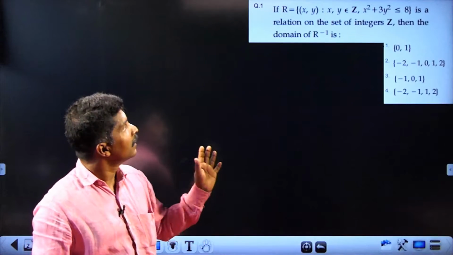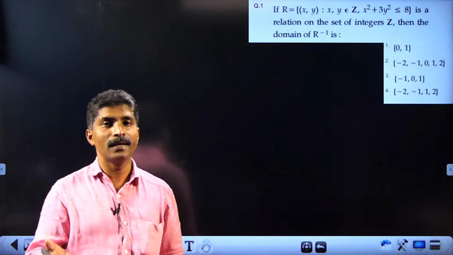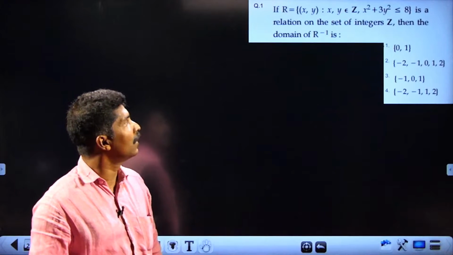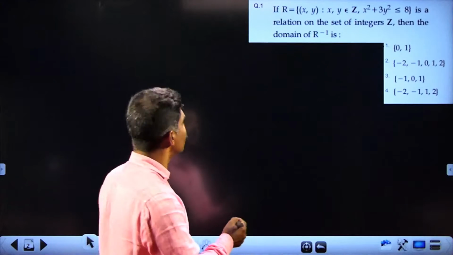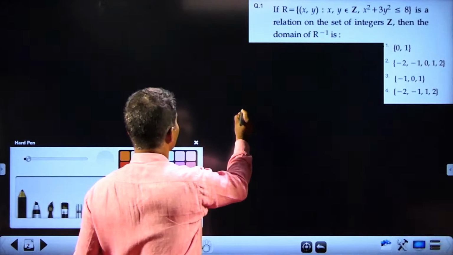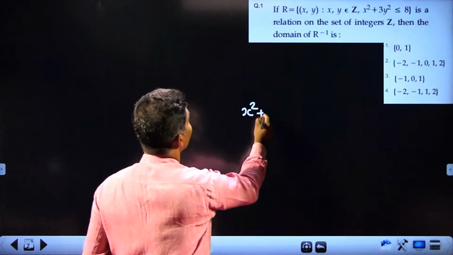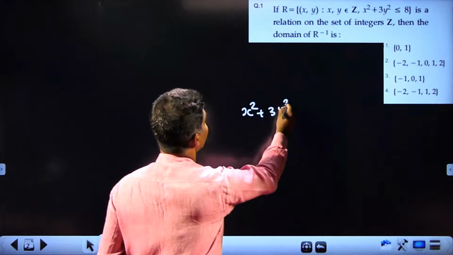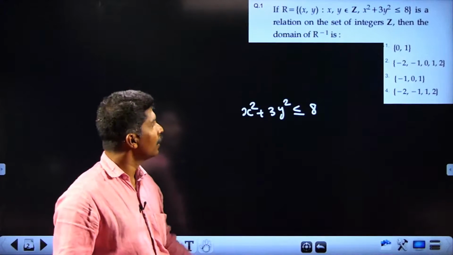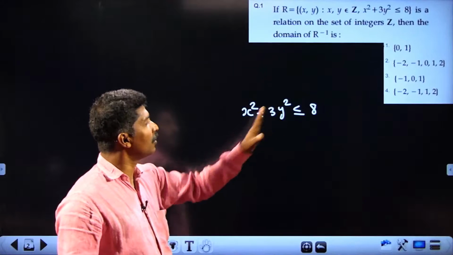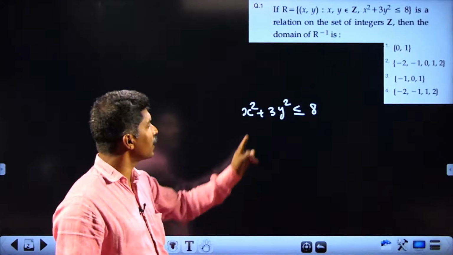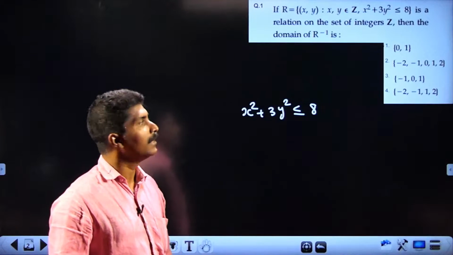The domain of R inverse is actually, you can see that it will be the range of R, and the condition is x square plus 3y square less than or equal to 8. Therefore, the sum of these two terms cannot exceed 8. We can substitute different values for x and find correspondingly what the values of y will be.